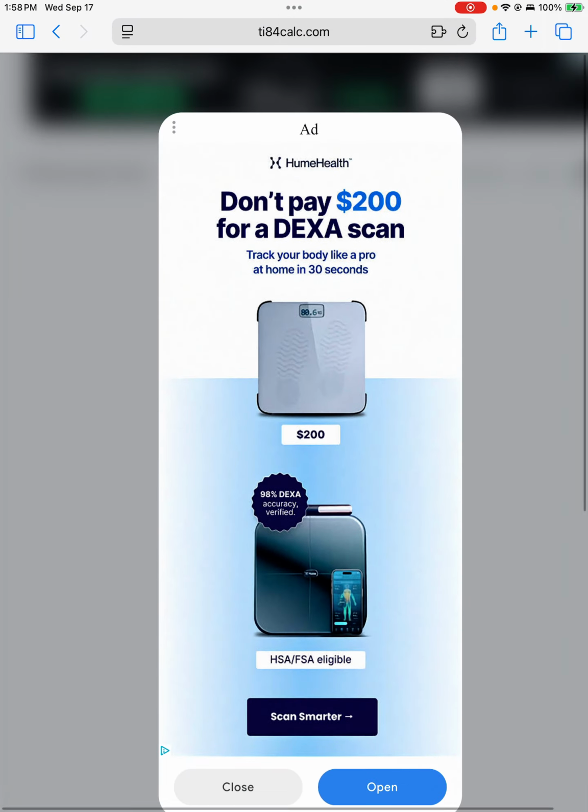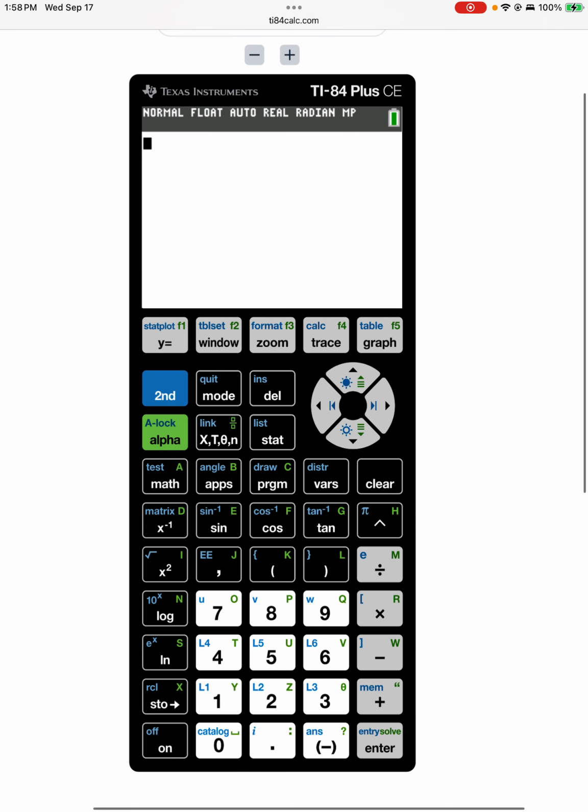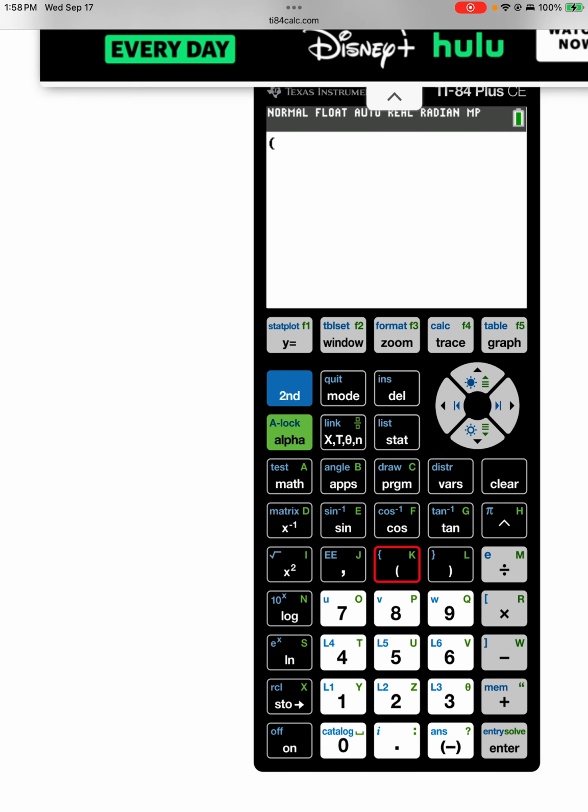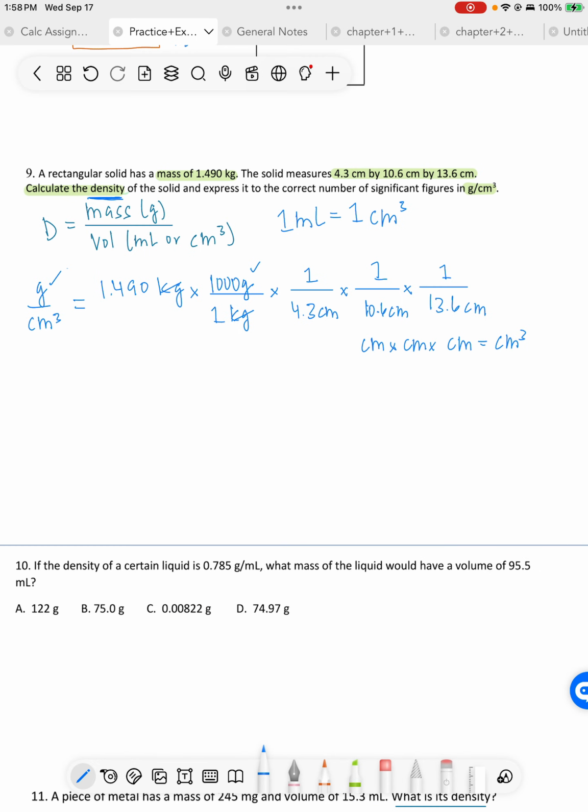All right, now we're going to go over to our calculator. And we're going to close this ad. And this is where we're going to really utilize those parentheses. So we want to do parentheses on top. And we have two things. We have 1.490 times 1,000. That's all we have on top, because the rest is just 1 times 1 times 1. So we can leave that off. Close parentheses, divide by, open parentheses, and we have three things. We have 4.3 times 10.6 times 13.6, and close parentheses, we get 2.4036. We get 2.4036 grams per centimeters cubed.